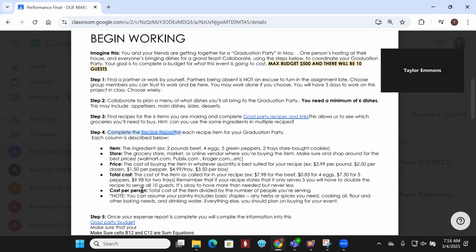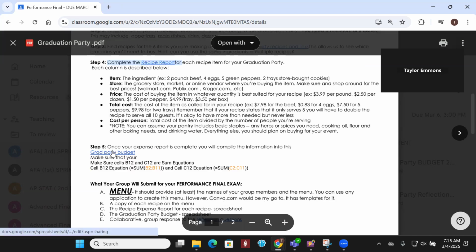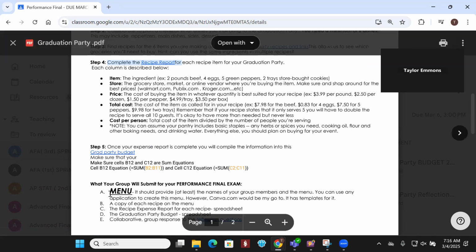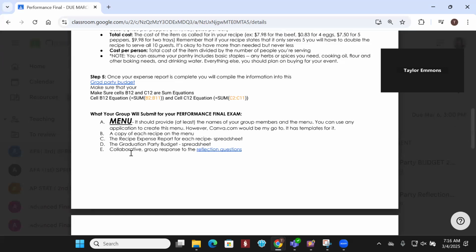Now remember, you can't walk into Walmart and just buy a half a block of cheese unless they sell that. Does that make sense? Like you can't go in and just get half. You have to get the whole thing, right? And then you've got a budget for that. Okay. Then you're also going to fill out the grad party budget. So again, another spreadsheet.